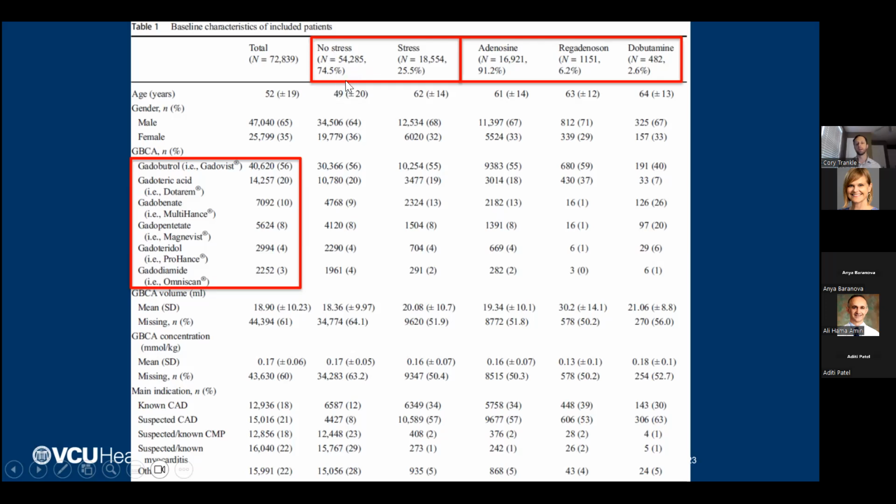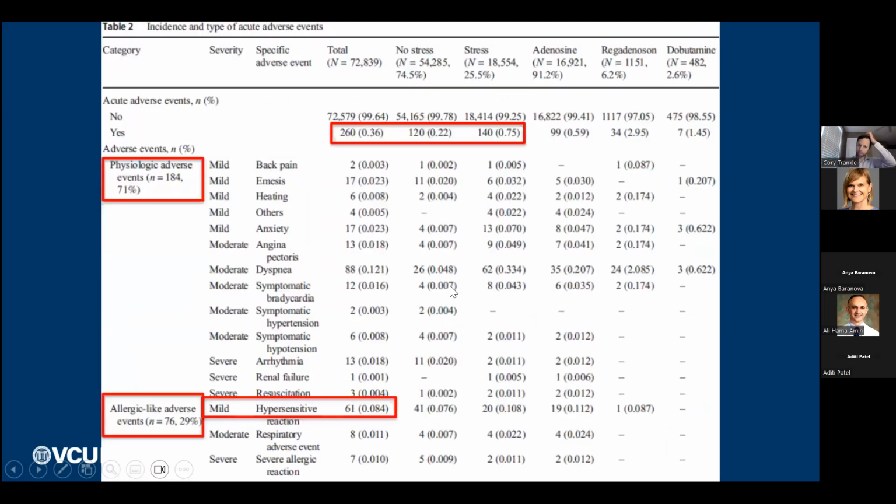In this registry, 75% of the cardiac MRIs were done without stress, but 25% of them were done with stress. In general, any acute adverse events were very uncommon, less than 0.4%, and more commonly occurred in the patients who had stress tests. The vast majority of these were mild hypersensitivity reactions. Very, very uncommon to have any severe allergic reactions, less than 0.01%.